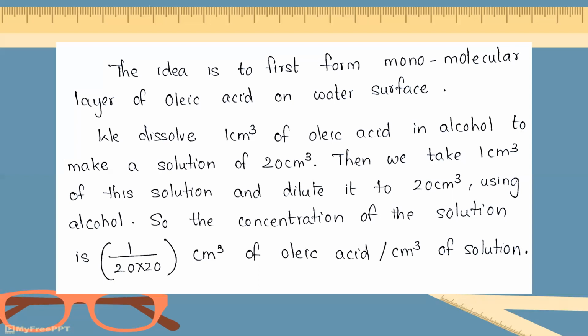Again, from that solution, you take 1 drop, and 20 drops of alcohol, and again you mix it. Then the solution is formed. First, you take 1 drop of oleic acid, 20 drops of alcohol. You get a solution. From that solution, you take again 1 drop, add 20 drops of alcohol, and mix it. Then how much will be the concentration of the solution? That will be 1 divided by 20 into 20 centimeter cube of oleic acid per centimeter cube of solution.